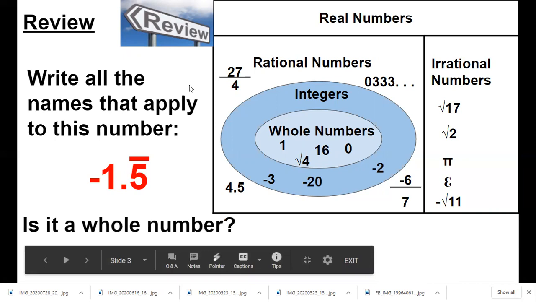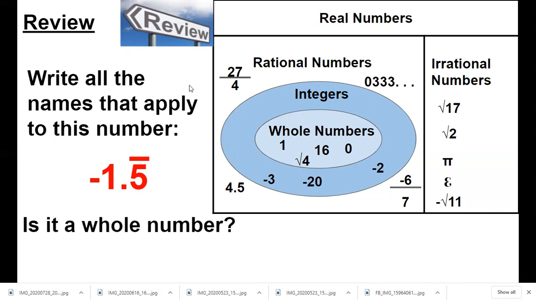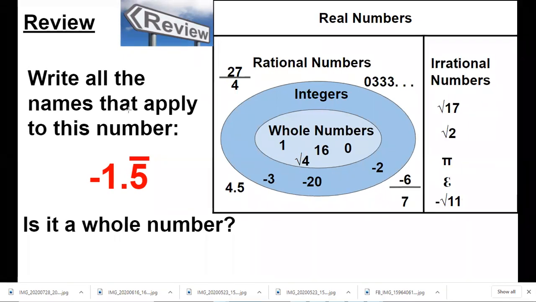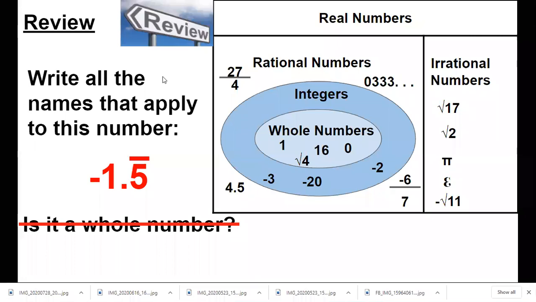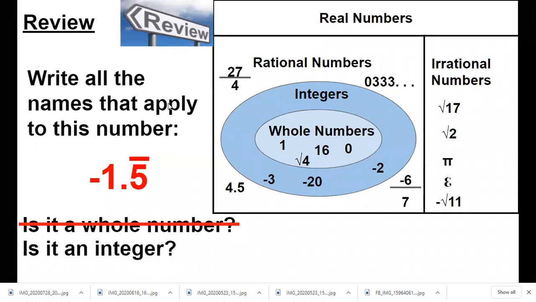Okay, so let's ask our questions. Is negative 1.5 repeating a whole number? That answer should be no, because whole numbers are the counting numbers, 1, 2, 3, 4, 5, and 1.5 is not a whole number. How about the next one? Is it an integer? Integers are the negative and positive counting numbers. Because it is 1.5, it's not an exact negative 1, negative 2, negative 3. It is not an integer.